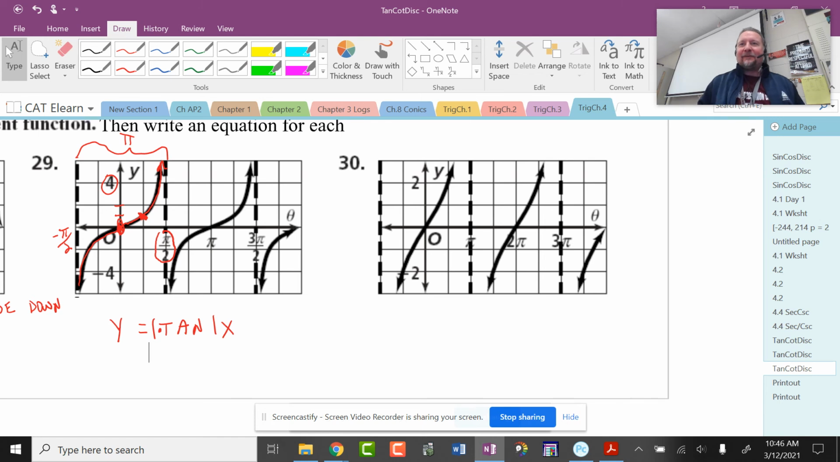I'll wait until other people put the answer. Sorry, was it Jeremy? Did you change? Good, Jeremy changed. It's a tan again because 0, 0 is a point. It doesn't start with an asymptote, so all 3 of these are tans.